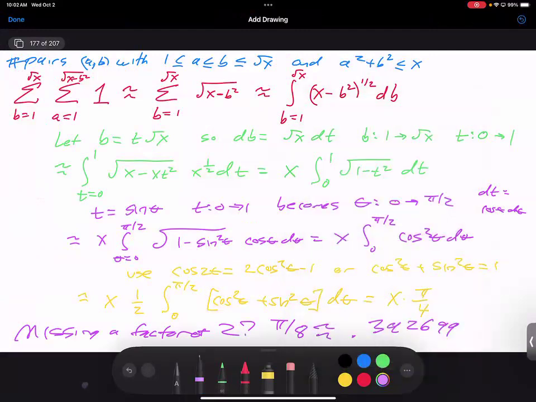When we were counting pairs with a less than or equal to b, when we did the sum like this, b goes from 1 to root x, a goes from 1 to square root of x minus b squared, that doesn't force a to be less than b. So that's really counting all the pairs that have a squared plus b squared at most x. So how do I get rid of the double counting?